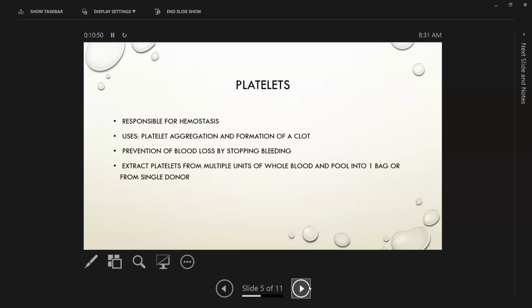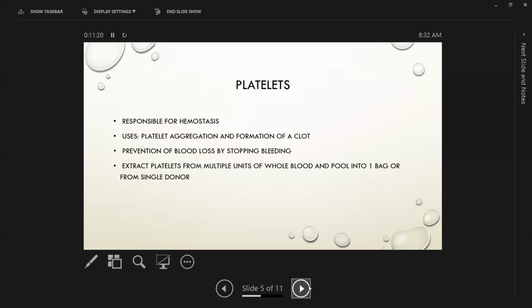Platelets. So platelets are responsible for hemostasis, right? And what's a low platelet count called again? Thrombocytopenia, right? Low platelet count, thrombocytopenia. So we're going to see people get platelets because they need more platelets. They need help forming a clot. So we want them to clot. We want platelets to start sticking together, and they don't have enough platelets to stick together, right?